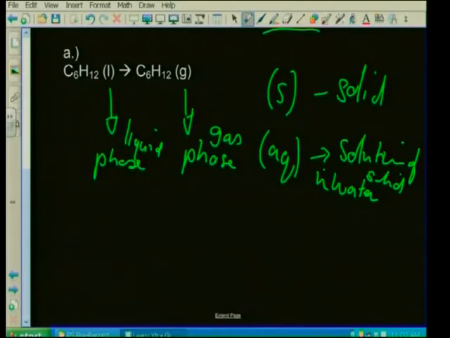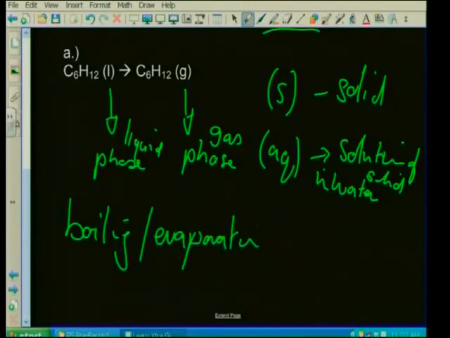So what have we got here? Something, we don't even have to know its name, is changing from a liquid to a gas. Well, what do you think that is? Well, that process from liquid to gas, we know could be boiling, or it could be evaporation. And that is clearly a physical change. So we can identify physical change.